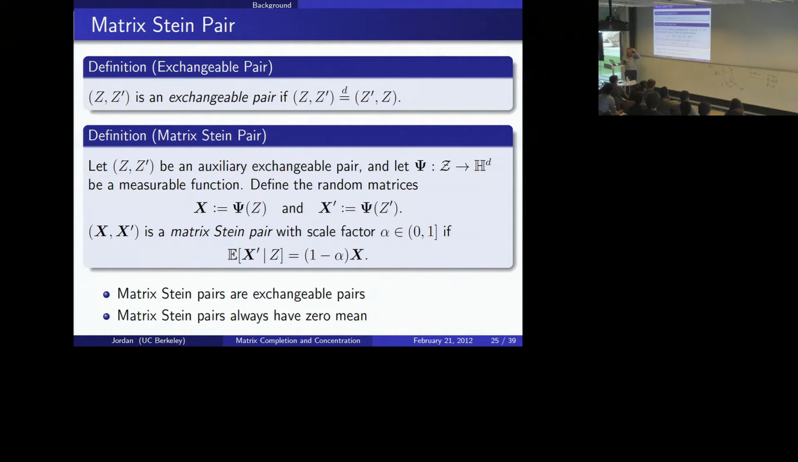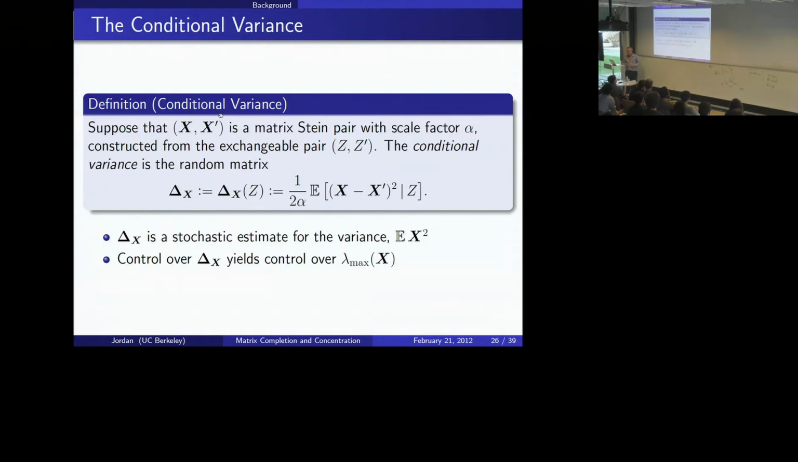So they're clearly exchangeable, and it's obvious that they have 0 as well. All right, here's the other definition you need, and then we'll be done with definitions. This is going to be called a conditional variance. Let's condition on one of the sources of randomness, the one associated with X, and then take the expectation over the X prime part.